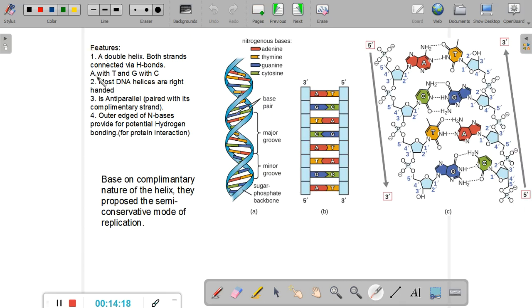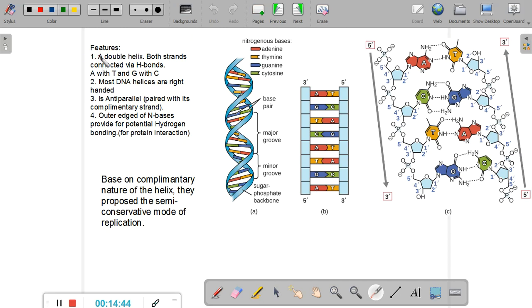Now, here are the four features of their proposals. You should bear in mind that they never conducted any experiment. They simply used the data provided by others, compiled it extremely logically and brilliantly, and came out with a model which stood the test of time, and is known to us as we know it. So let us look at the features of this model.